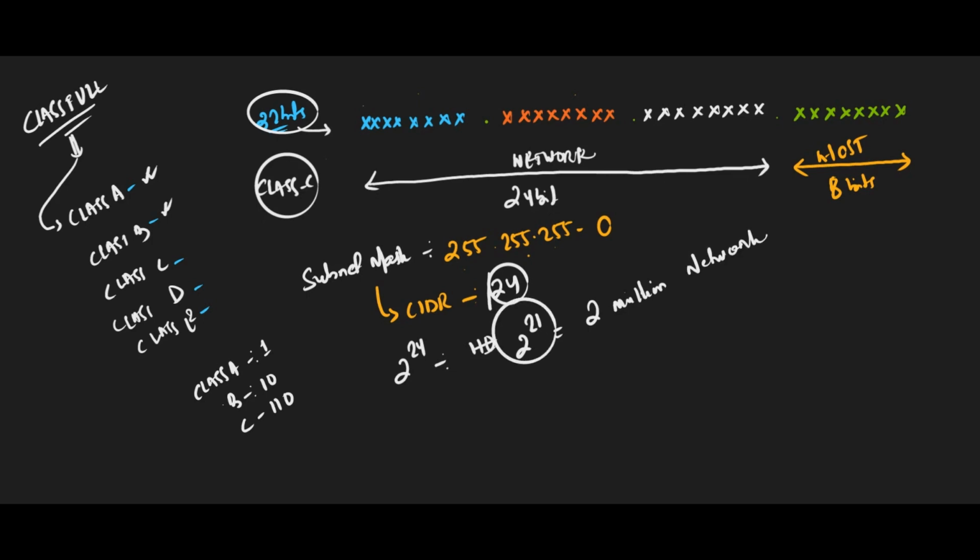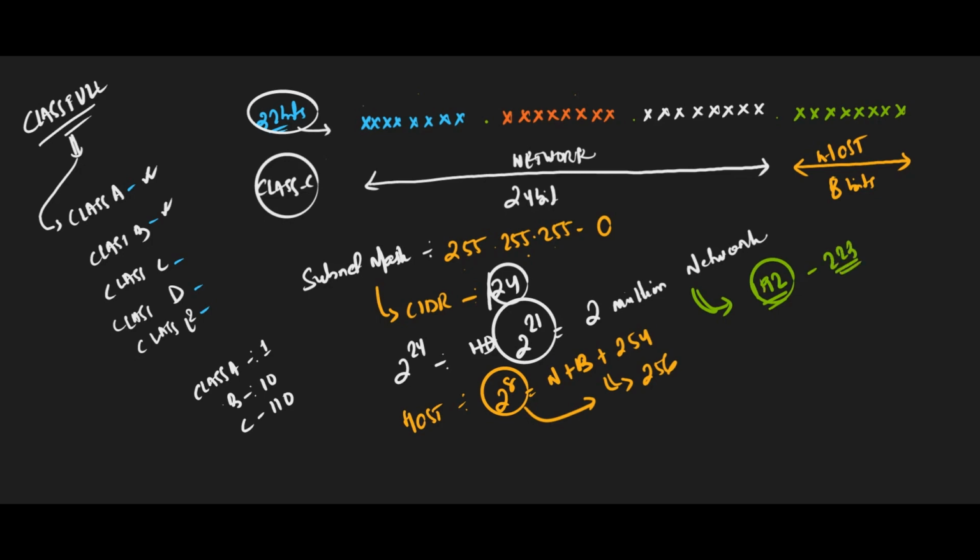So 2 to the power of 21 gives us 2 million networks, wherein the host part will be 2 to the power of 8, which is 256. One will go with the network and one will go with the broadcast, and the remaining is 254. What will be the range of these 2 million networks? It will start from 192 to 223. This is the class C address.